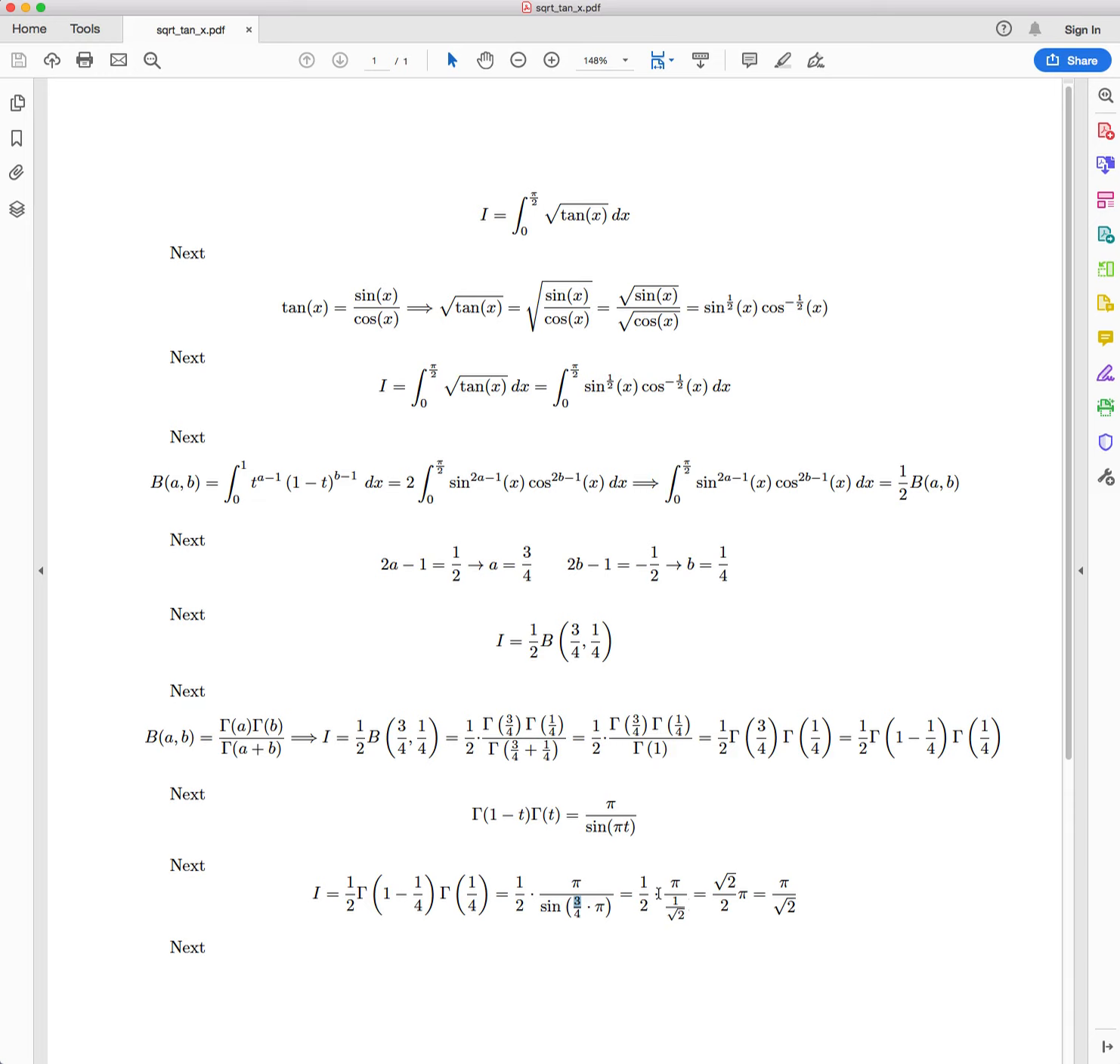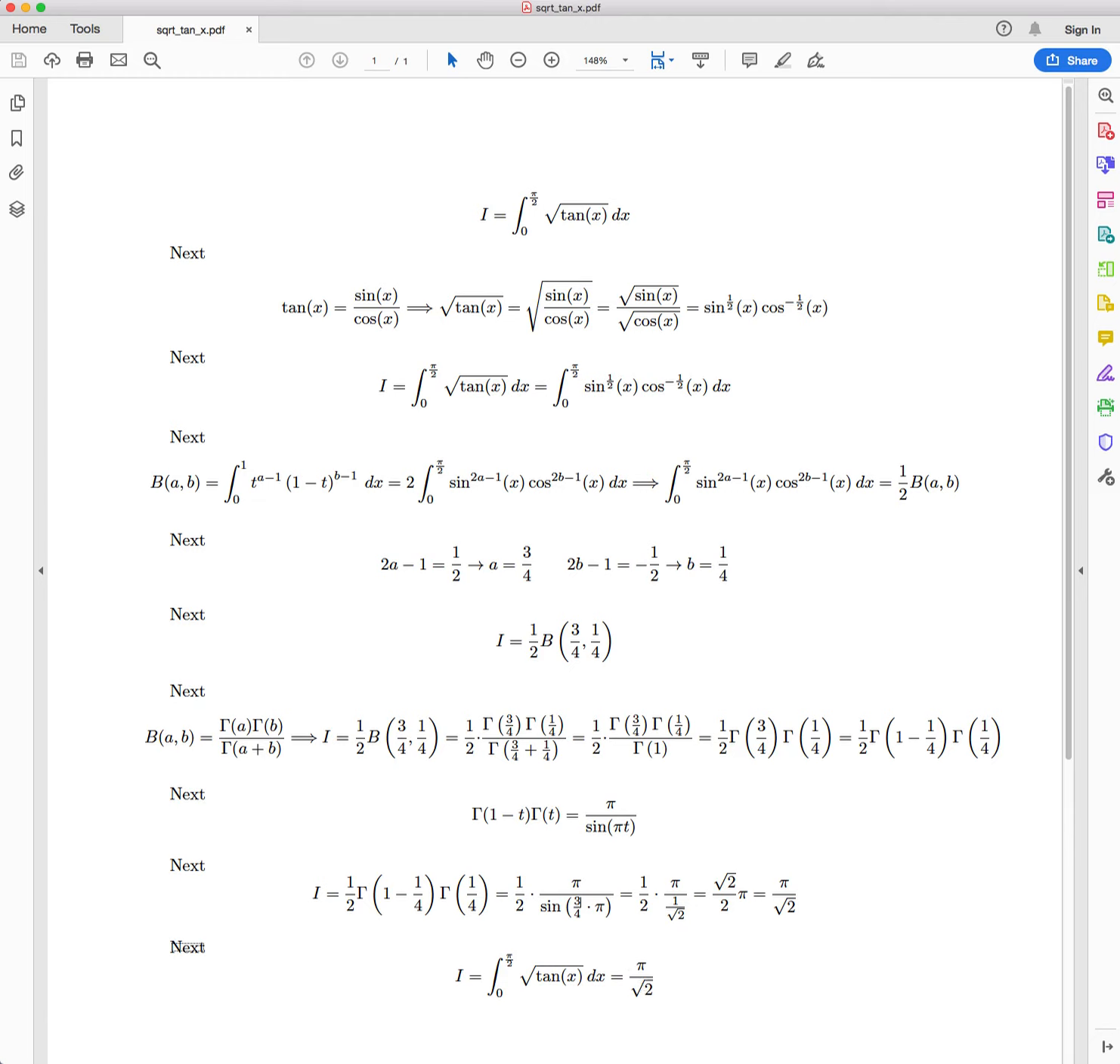So we have 1/2 times pi over, remember, my apologies, this should be sine of 1/4 pi, or pi over 4, which is equal to pi divided by 1 over the square root of 2. Obviously, if you divide by a fraction, we just invert it. So we've got square root of 2 over 2 times pi, which is just equal to pi over the square root of 2. And so, as a consequence, we find that our integral I, which equals the integral from 0 to pi over 2 of the square root of tan of x dx, is equal to pi over the square root of 2.